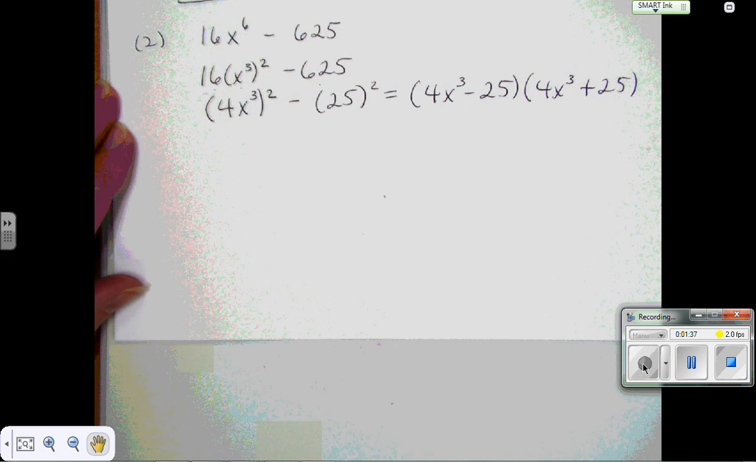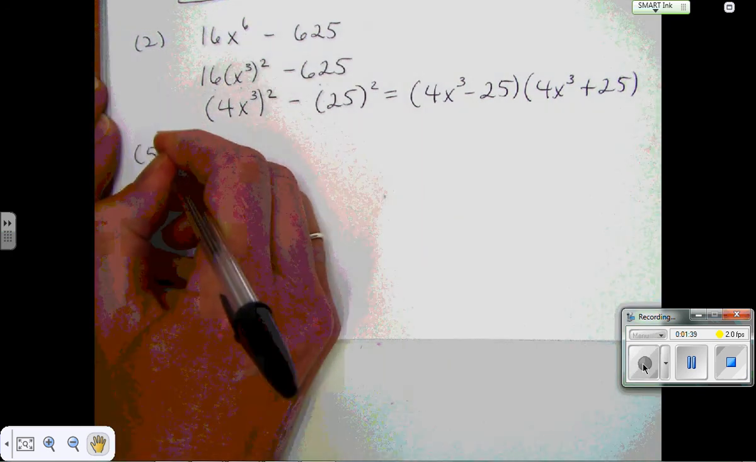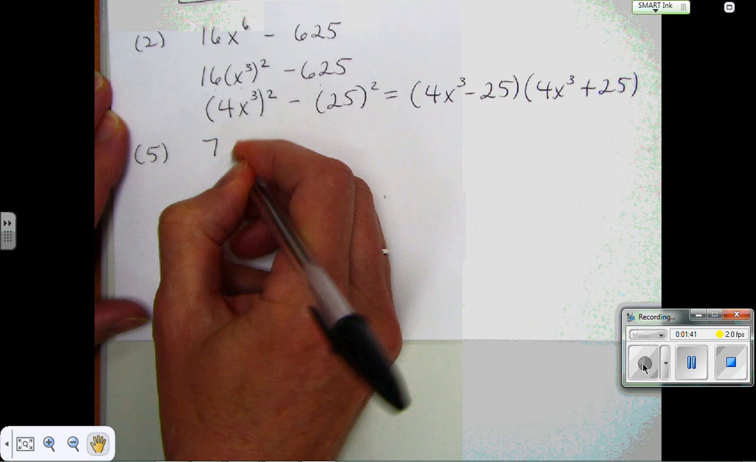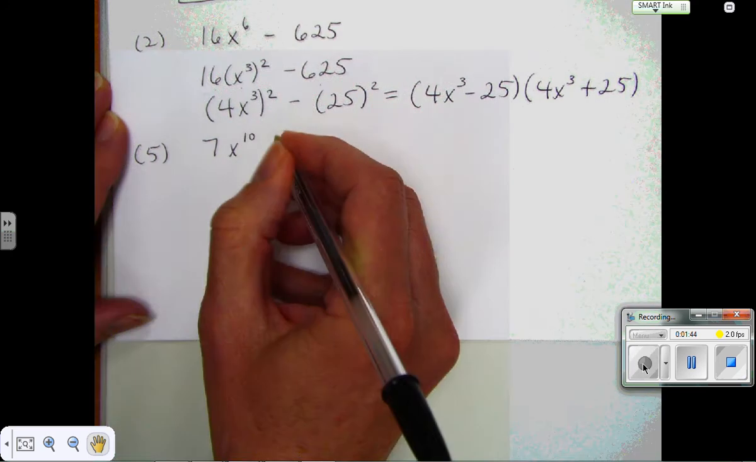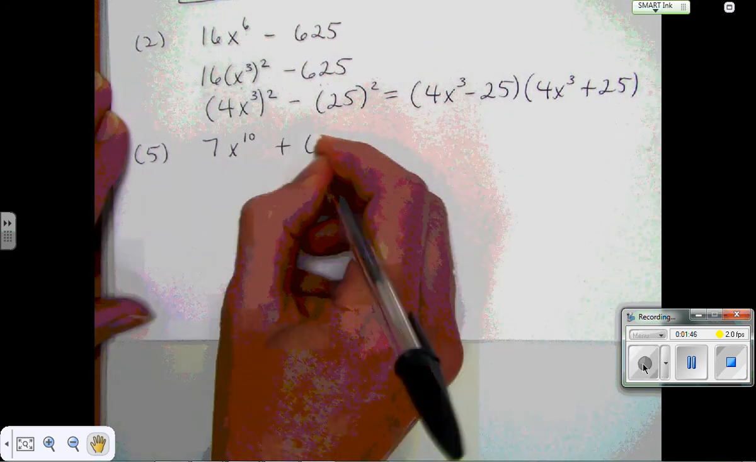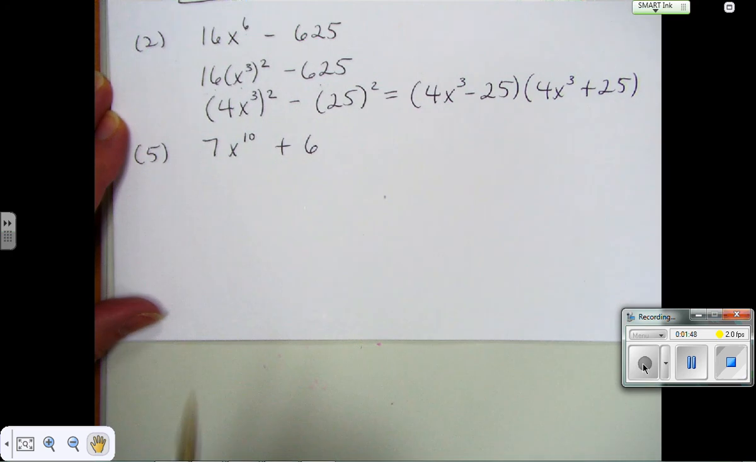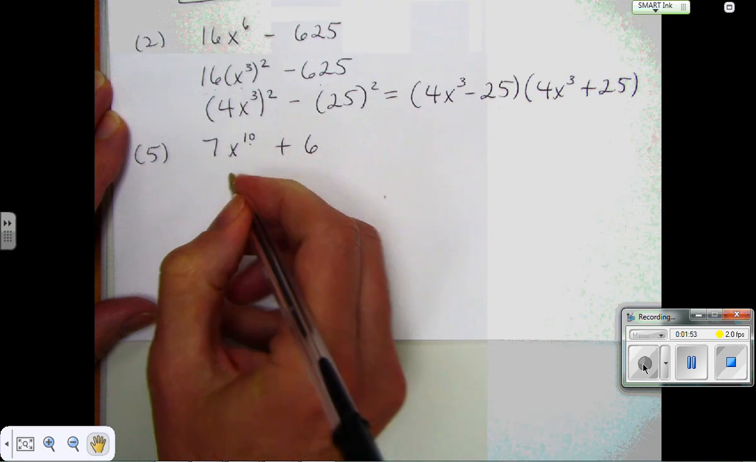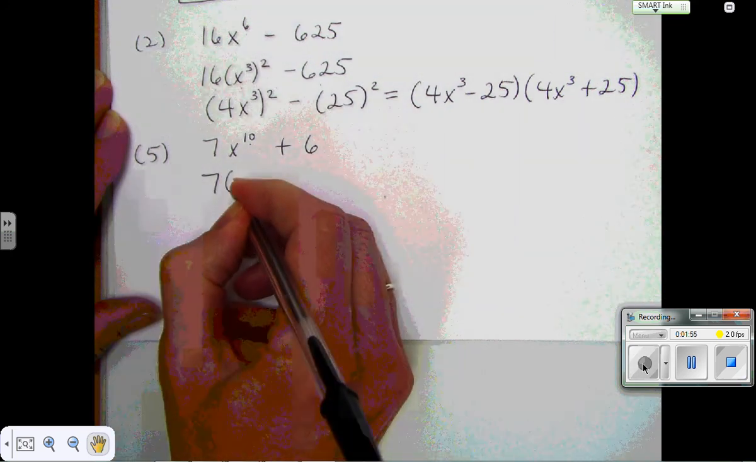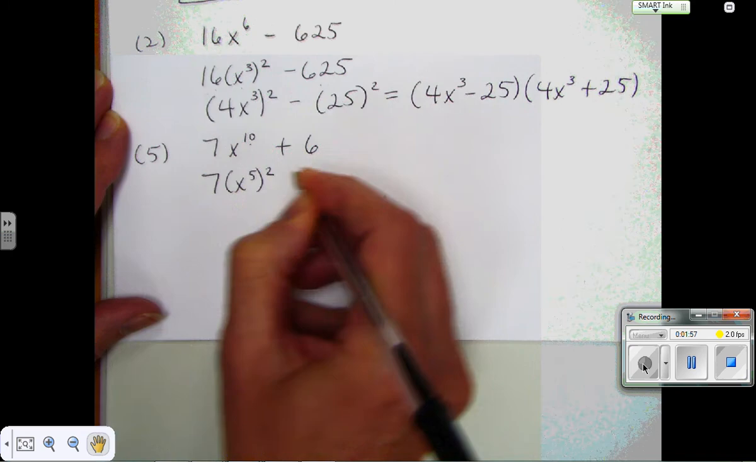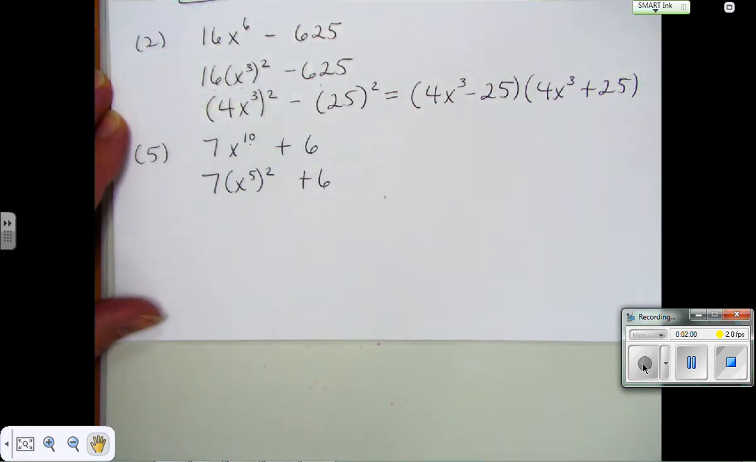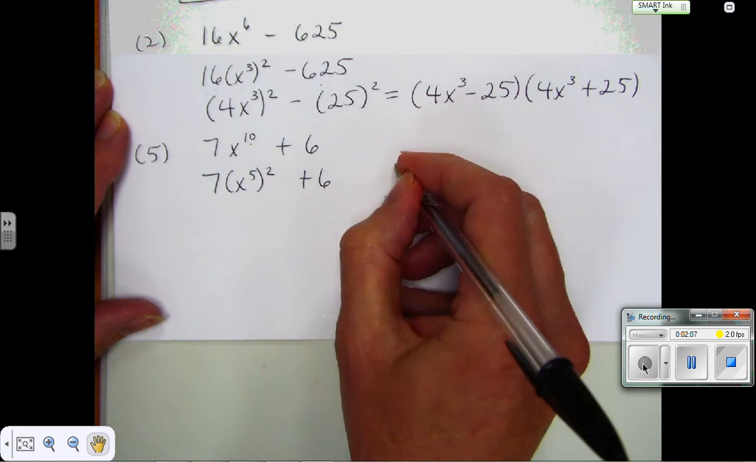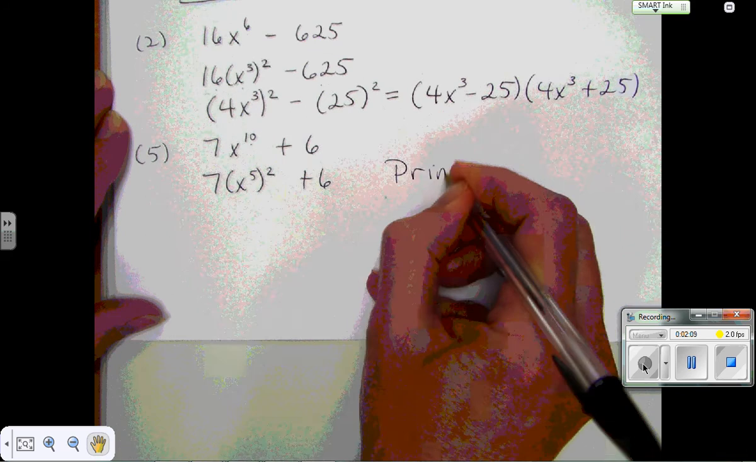Okay, so let's look at number 5. So number 5 ought to be a little bit easier since we did number 2. You have one variable, and the other one is just a constant. So I can divide this variable by 2, or the exponent, excuse me. So I'm going to have 7 times x to the 5th squared plus 6, and that is written in quadratic form. I can't factor it though. There's nothing I can do to break that down anymore. So for this one, if they wanted you to factor it, you would just say that it's prime.